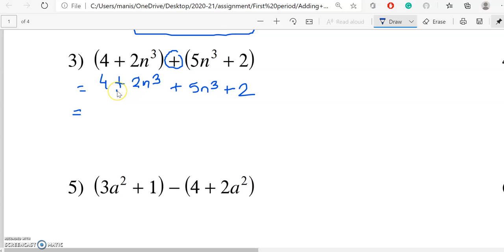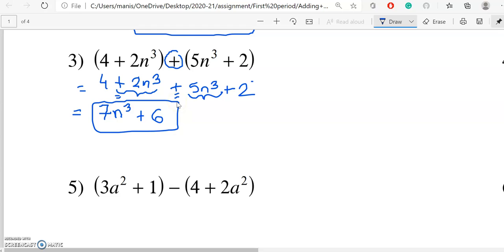Now let's look for the like terms. This term has n to the power 3 and this is also n to the power 3. This is a plus sign and this is a plus sign. To combine the like terms, you first write n cube, then 2 plus 5, which gives me 7. Is anything left? Yes, I'm left with 4 and 2. 4 plus 2 gives me 6. Is there any term left? No, everything is done, so this is my answer. Go ahead and copy the solution in your binder.